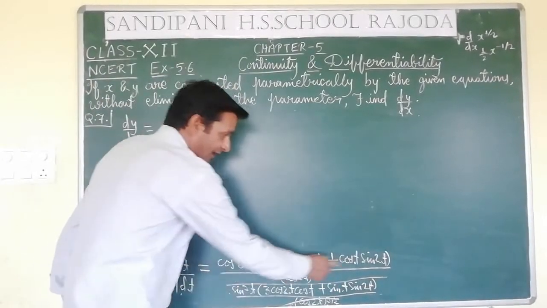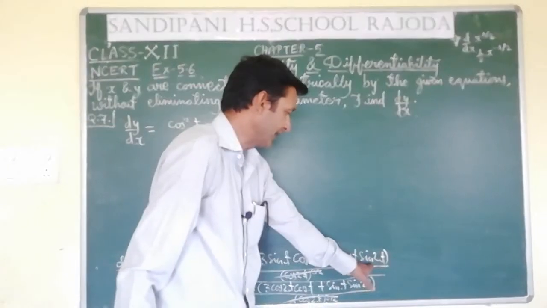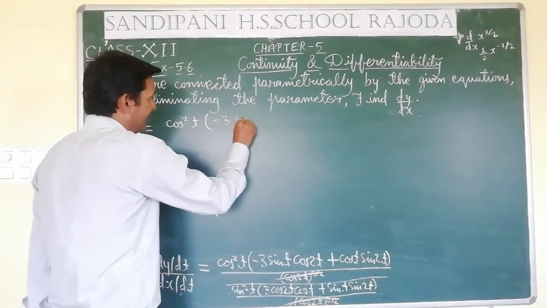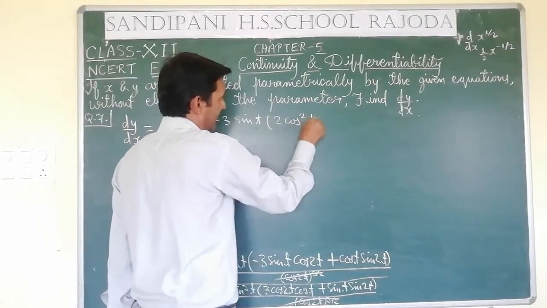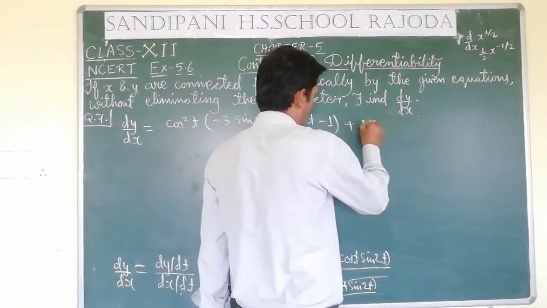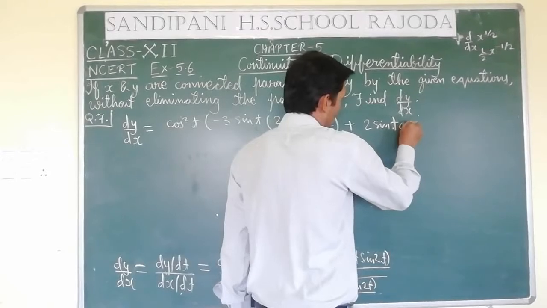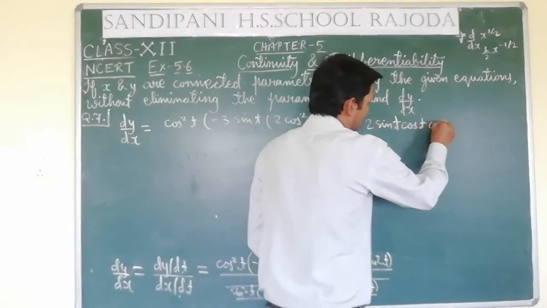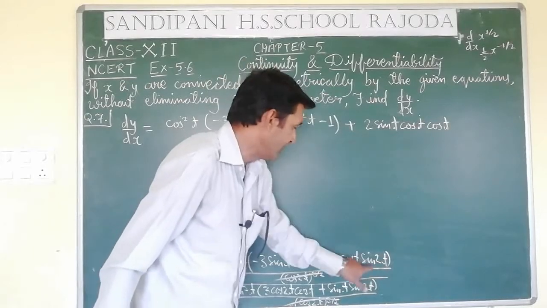If we take, first of all we have to apply the formula here. Here it is 2 cos square t minus 1 if we are applying, and here we are applying 2 sin t cos t. Then this will become cos square t into minus 3 sin t, 2 cos square t minus 1, and here it is plus 2 sin t cos t. 2 sin t cos t is the formula for sin 2t, and this is multiplied with cos t. Got it?